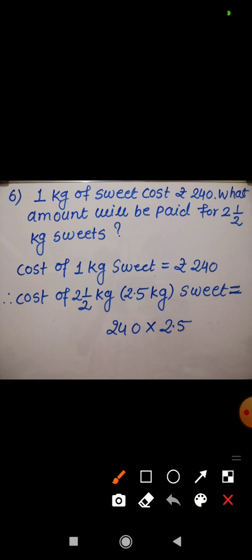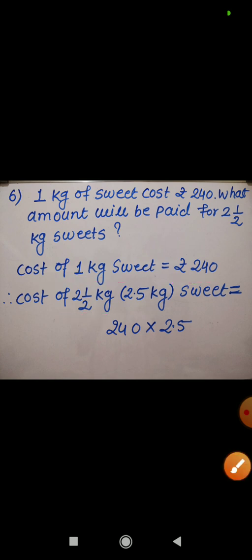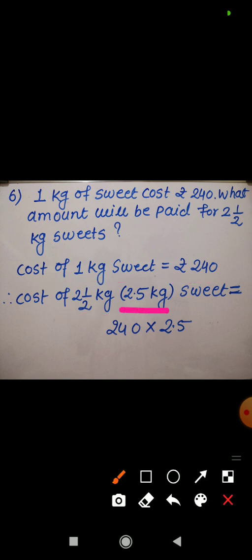Now come to the 6th question. 1 kg of sweet costs rupees 240. Then what amount will be paid for 2.5 kg sweet? See, in this question it is given that the cost of 1 kg sweet is 240 rupees and we are asked to find out the cost of 2.5 kg sweet. 2.5 kg means 2.5 kg, right? So what will be the cost of 2.5 kg sweet?